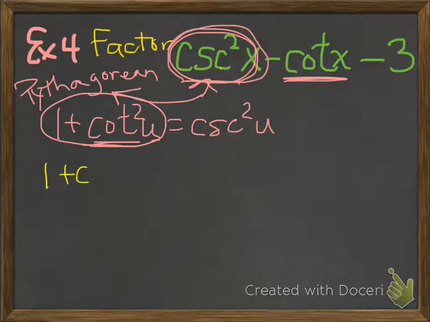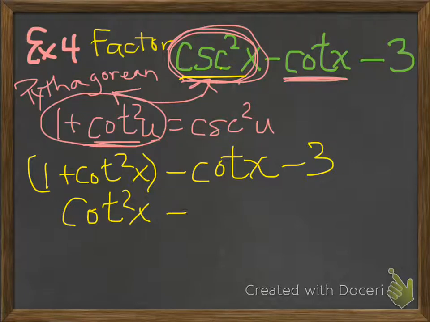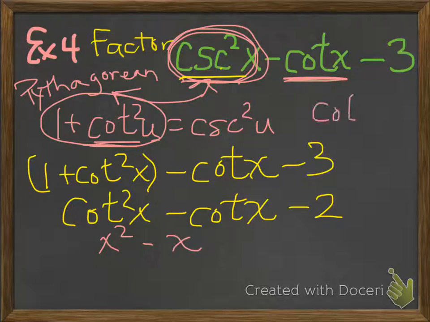I'm going to put 1 plus cotangent squared x. That goes for this, that's that one. Minus cotangent x minus 3. And if we simplify this out, we'll have cotangent squared x minus cotangent x, and 1 minus 3 gives us a total of minus 2. Now if I pretend that this is x squared and this is x, so cotangent x is equal to x. We're just replacing it. So now I have this.